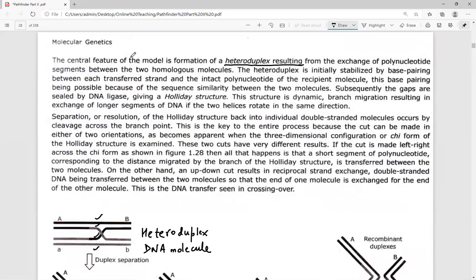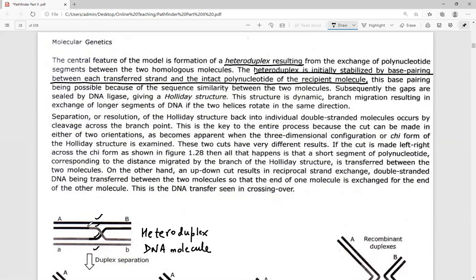Next, the central feature of the model is the formation of a heteroduplex structure which is produced from the exchange of polynucleotide segments between two homologous molecules. The heteroduplex is initially stabilized by base pairing between each transferred strand and the intact polynucleotide of the recipient molecule. This base pairing is possible because of sequence similarity between the two DNA molecules.